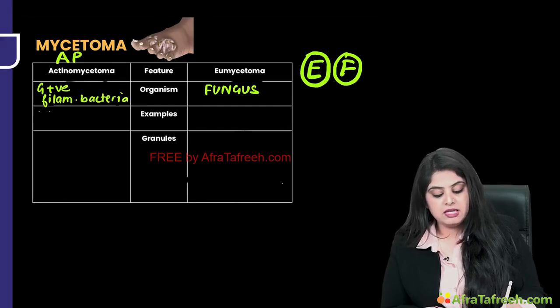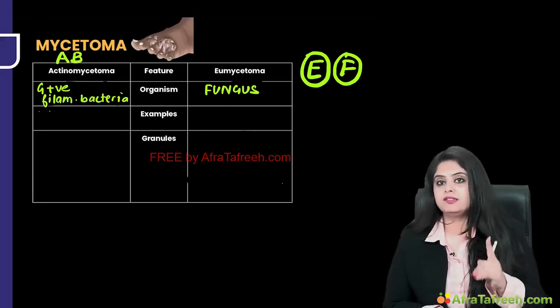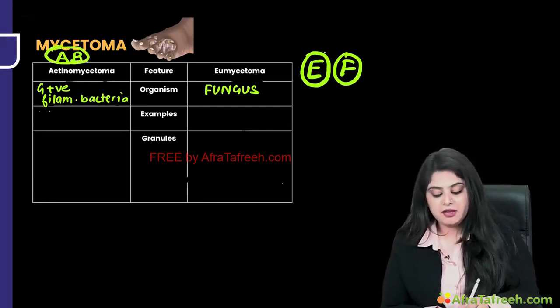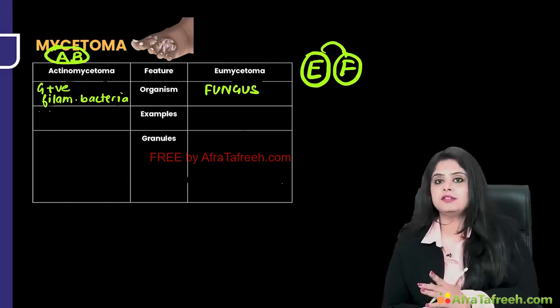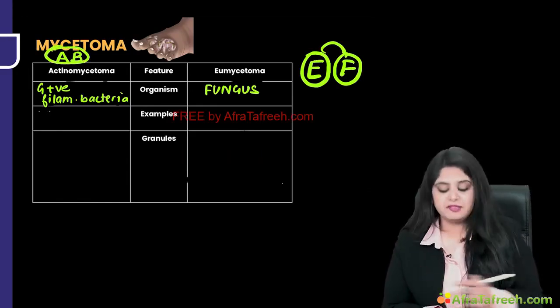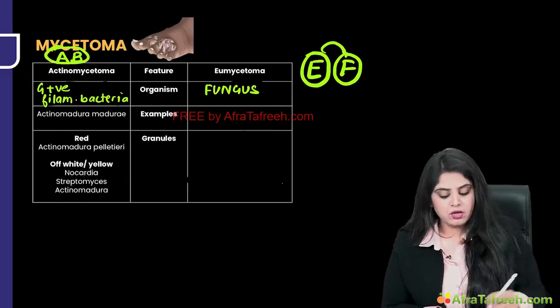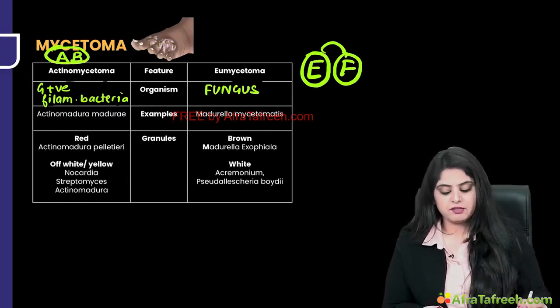So A and B come together. Actinomycetoma is a bacteria, and E and F come together. Eumycetoma is a fungus. Okay? Now give me some examples of these names. If I talk about this, I think these are the examples that must be coming to your mind.